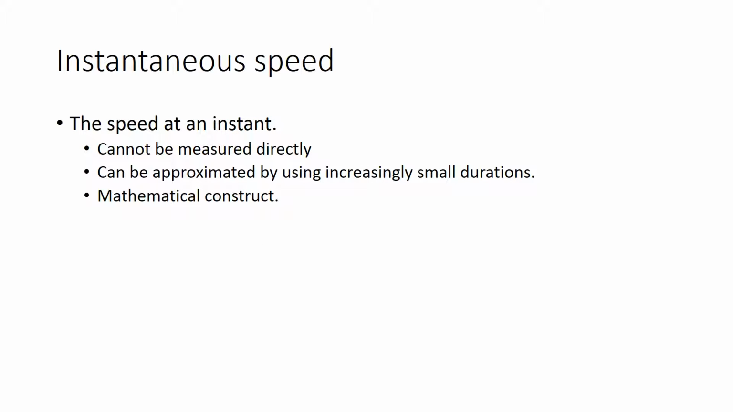The instantaneous speed is the speed at an instant. But this is an interesting concept because if you think about it, you cannot measure that directly. You can approximate it by using increasingly small durations, but the concept of speed at an instant, or instantaneous speed, is a mathematical construct. It's not a real thing in the sense that it's a number that can be measured.